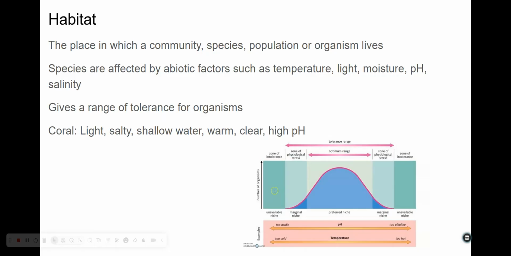Species are affected by abiotic factors such as the temperature, light, moisture, pH, or salinity of the region. These are all abiotic and are non-living factors. And it creates a range of tolerance like we can see in the graph in the bottom. Remember, coral is our Goldilocks species. It needs very specific things to be able to grow. It needs really clear water with lots of light, so shallow water. It needs it to be pretty salty. It wants it to be warm, but not too hot, and it wants a relatively high pH.